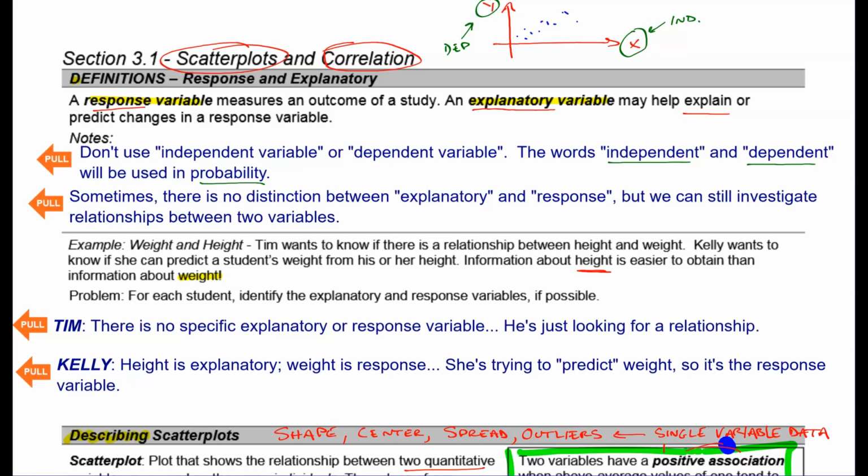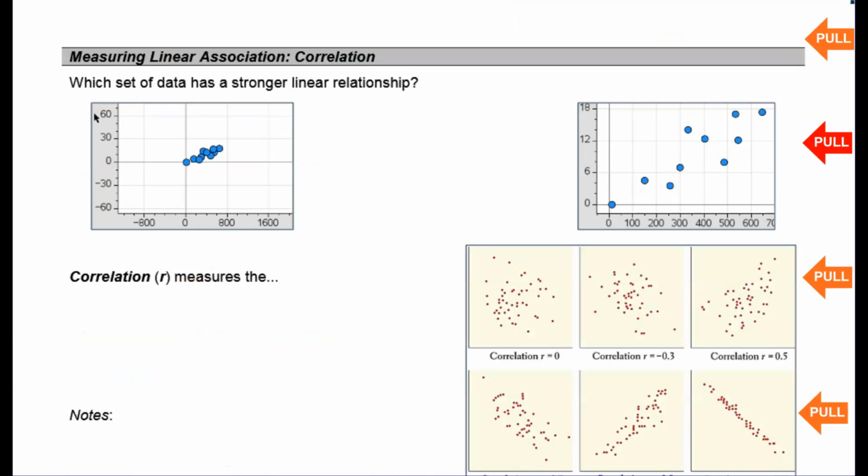Okay, folks, welcome back. We are going to jump into page 2 now in our discussion about scatter plots and correlation. And now we're going to talk about measuring linear association. And this is actually going to be a new definition for us. And the word we're going to define is correlation.